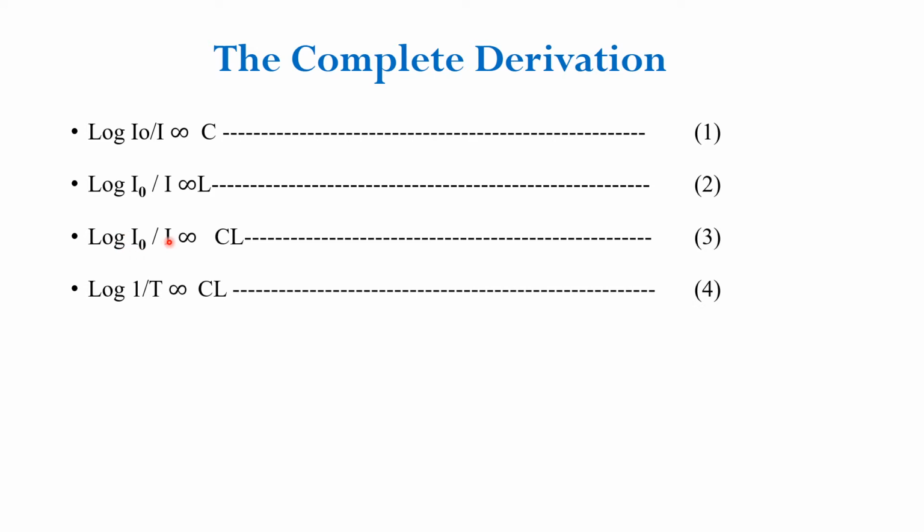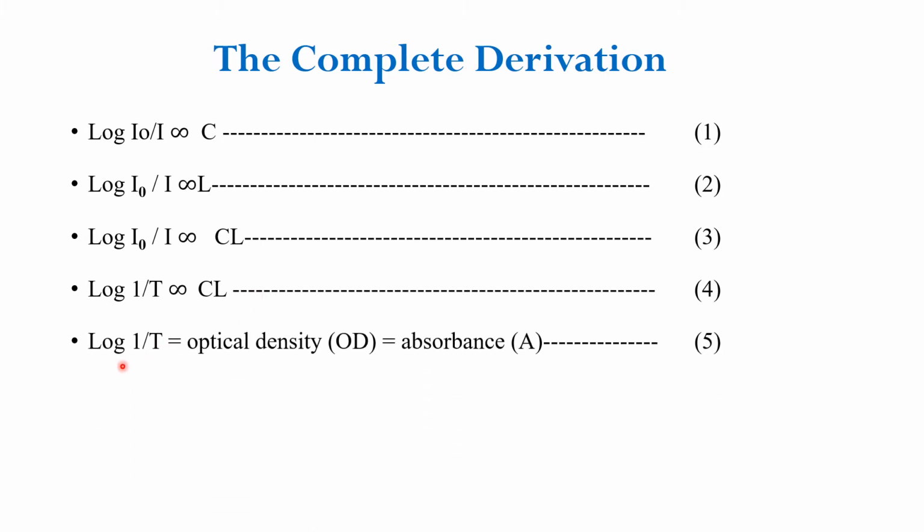Now log I0 by I can also be written as 1 by T, and T stands for transmittance, that is the transmitted light. And here there is an inverse relationship, that the light transmitted is inversely related to concentration and path length. So as the concentration of colored particle increases, light transmitted will be less. And same way, as the path length increases, the light transmitted will be less. So this is the inverse relationship.